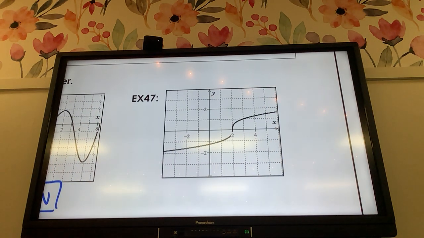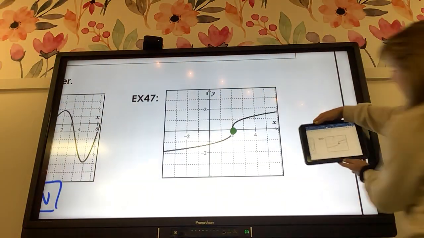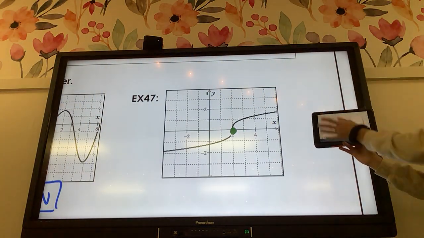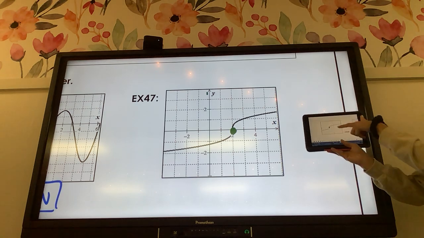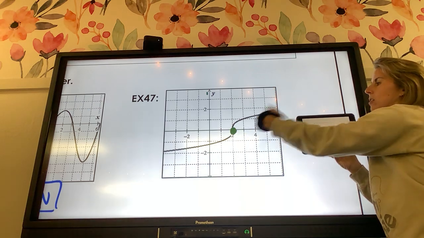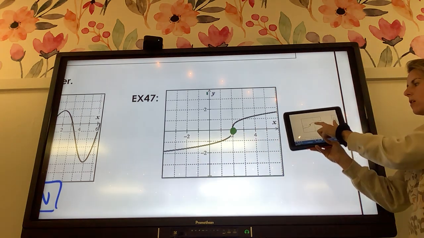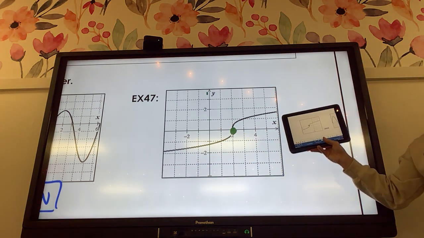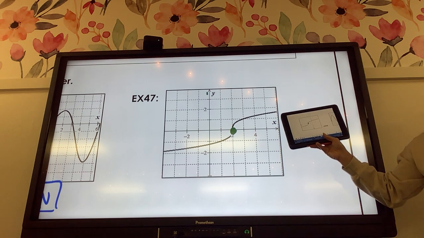All right, so on 47, can you fold this one over the y-axis? No, you cannot. Can you rotate it about the origin? No. So this one's kind of tricky because when you have this graph and you flip it over, it does look really similar, but if you look at my little green dot, in my original graph the green dot is to the right, and when I flipped it over, the green dot is now to the left. Do you see that? So that's why it's not odd.